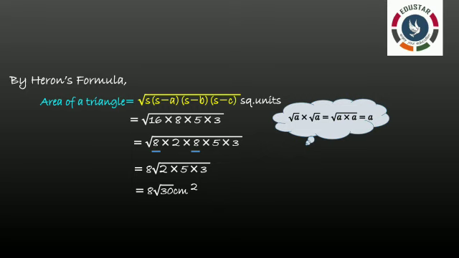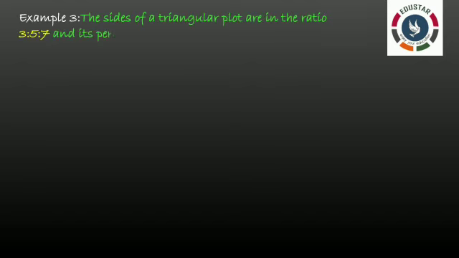Example 3 of your NCERT book, chapter number 12. The sides of a triangular plot are in the ratio 3:5:7 and its perimeter is 300 meter. Find its area. So what is given in the question? Only the perimeter of the triangular plot and the ratio of its sides.